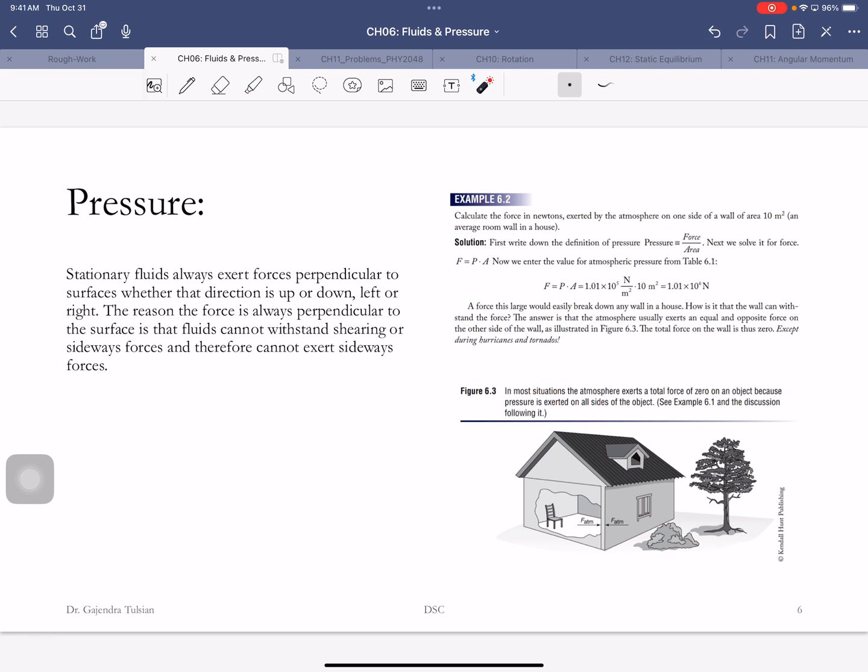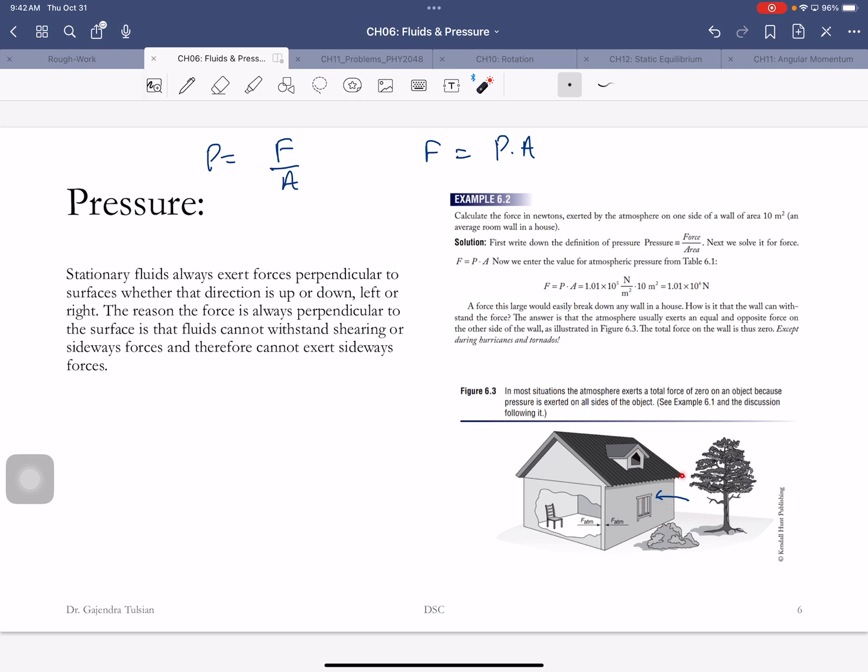All right, again, we've already answered this question. What this problem shows you is the following. There's a large pressure. Atmospheric pressure is pretty large, and it's exerting a force like that. Pressure is force divided by area, so force is pressure times area. The force that the atmosphere exerts on this wall is shown here. It's 10 to the power 6 newtons. That's 1,000,000 newtons. That's roughly the weight of 10 school buses.